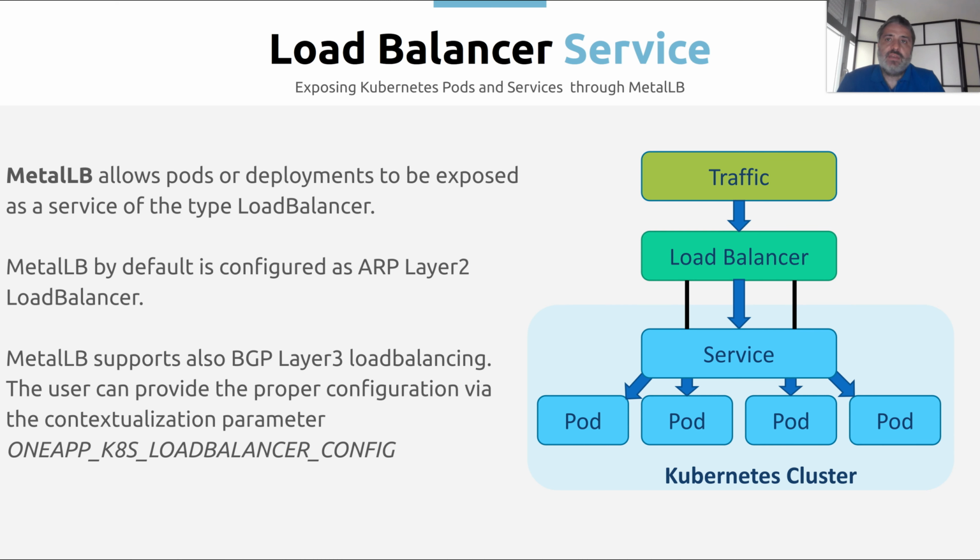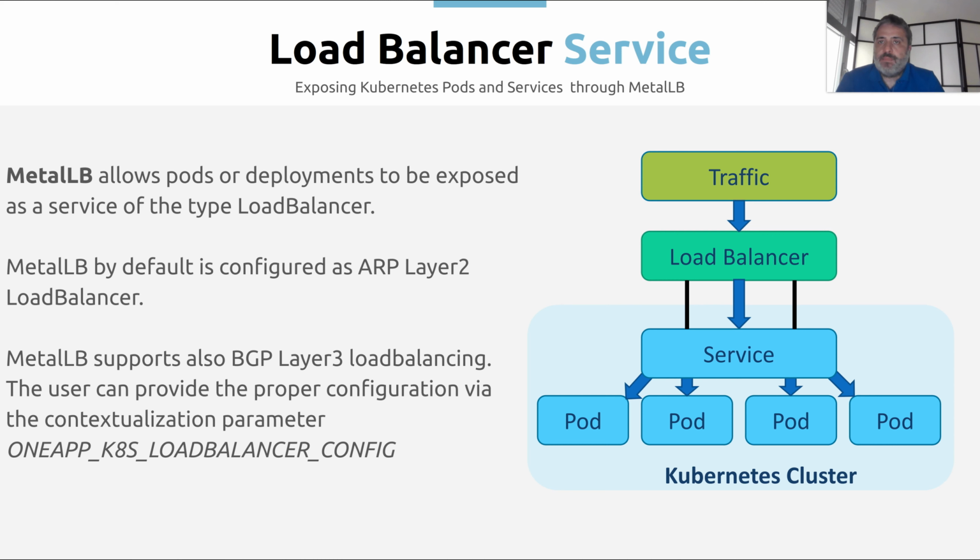And we have used the MetalLB load balancer provider, which is configured by default as an ARP layer 2 load balancer. That means that when you define the range of IPs for the load balancer service, these IPs are routed to one of the Kubernetes nodes by means that are outside of the scope of the appliance itself. MetalLB also supports BGP layer 3 load balancing.